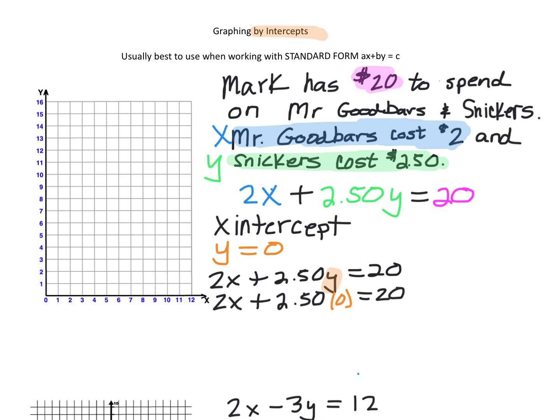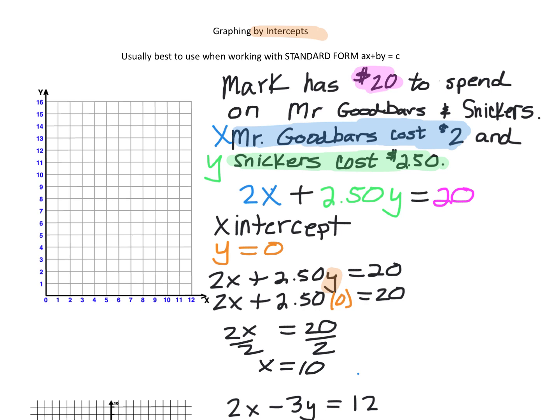Well, what's going to happen when I multiply 250 times 0? That is going to be 0. So this part of the equation is basically just out of there. We don't need to do anything else with it. That's gone. All I have left now is 2x is equal to 20. So in other words, what if he decided to buy no Snickers and he just decided to buy nothing but Mr. Goodbars? So divide both sides by 2. My x-intercept is going to be a 10.